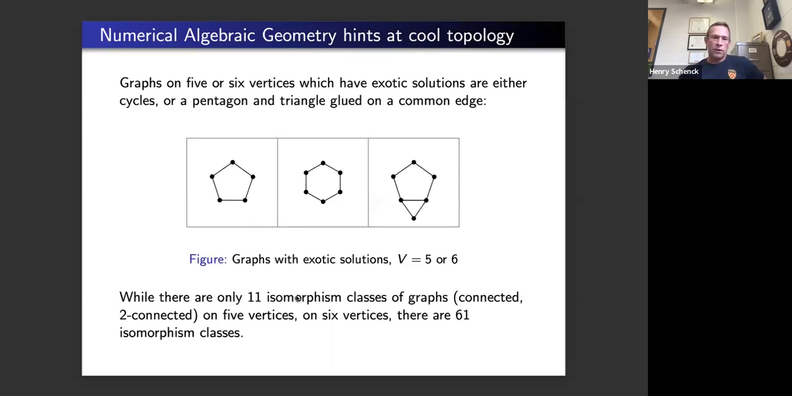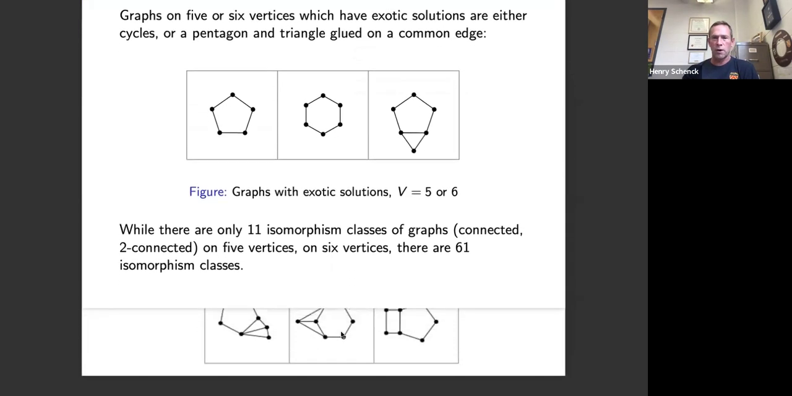On 5 vertices, there's only 11 isomorphism classes of graphs that are connected. We're ignoring cases where there's a dangling vertex, because that vertex is only influenced by the behavior of the vertex it can see. So we want graphs to be 2-connected. On 6 vertices, there's 2 examples of graphs with exotic solutions. There's 61 isomorphism classes. So you're saying, so what?